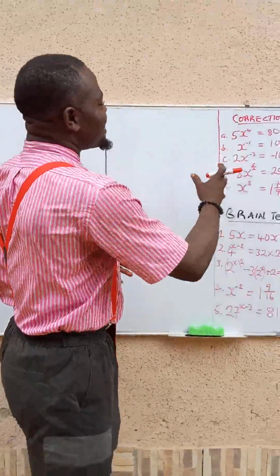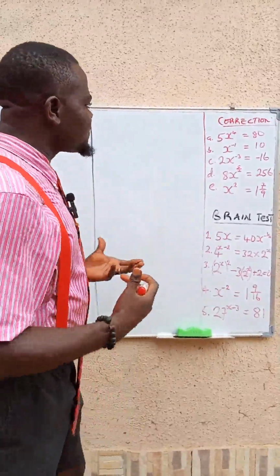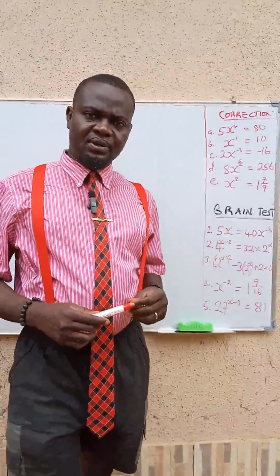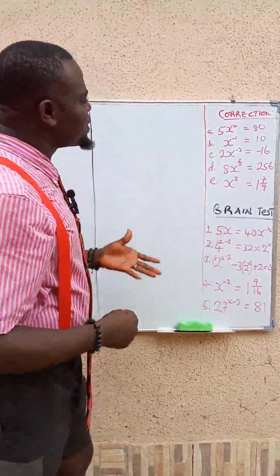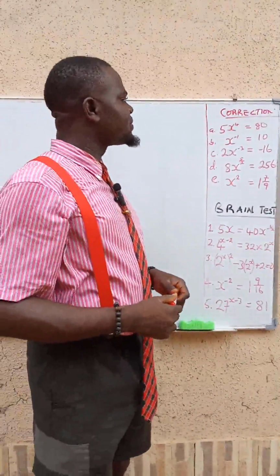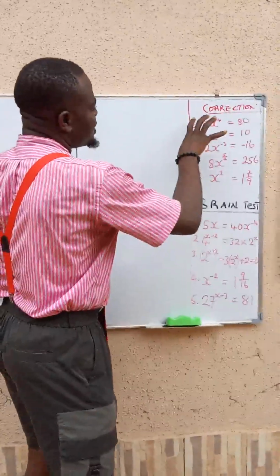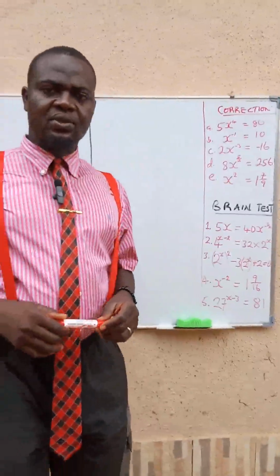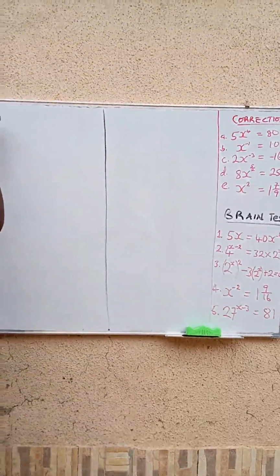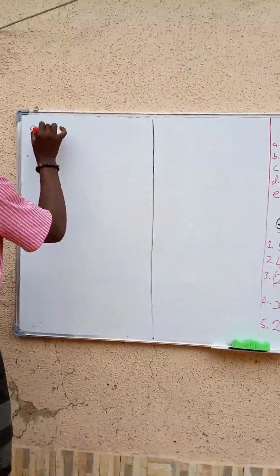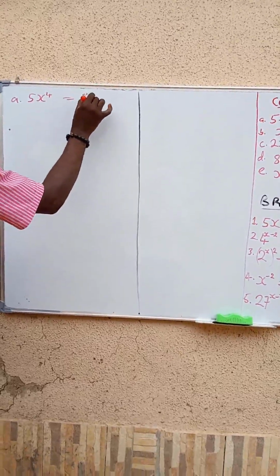Okay, last time we did justice to indices. We solved several examples, and these are some of the examples we gave that day to solve. So I was directed to solve this as corrections. So let me check that A. It was given that 5x raised to the power of 4 is equal to 80.